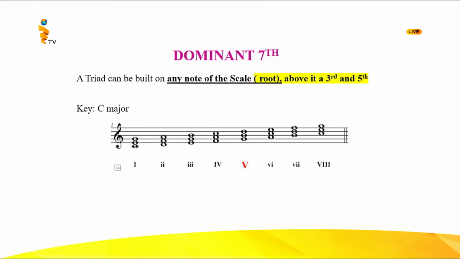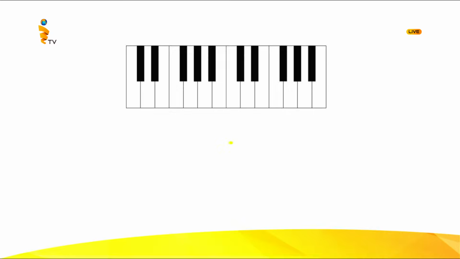The C major scale has 8 notes. On each note we can build a triad. The dominant is the fifth note. So you can see now the dominant triad in red color. So the fifth note of the scale is the dominant. Now we'll switch on to the keyboard.